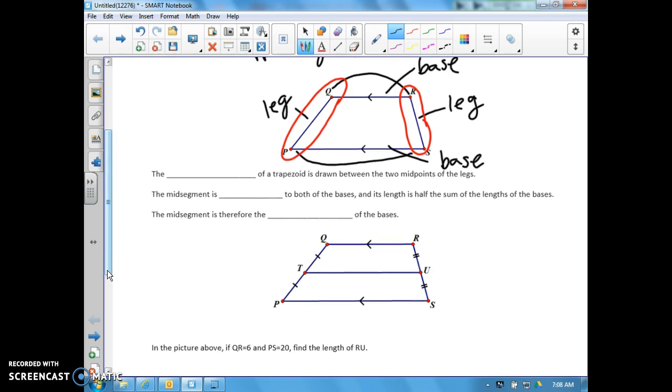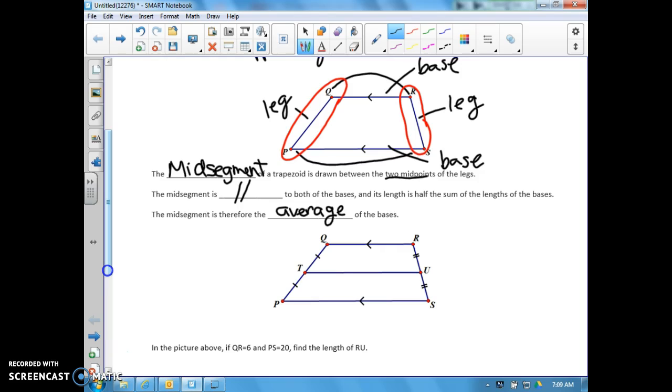The mid-segment of a trapezoid is drawn between the two midpoints of the legs. Remember, we did mid-segments when we were talking about triangles and different points of concurrencies. Mid-segments there were also drawn between the midpoints of the sides. The mid-segment is parallel to both of the bases, and its length is half the sum of the bases. The mid-segment is actually the average of the bases.